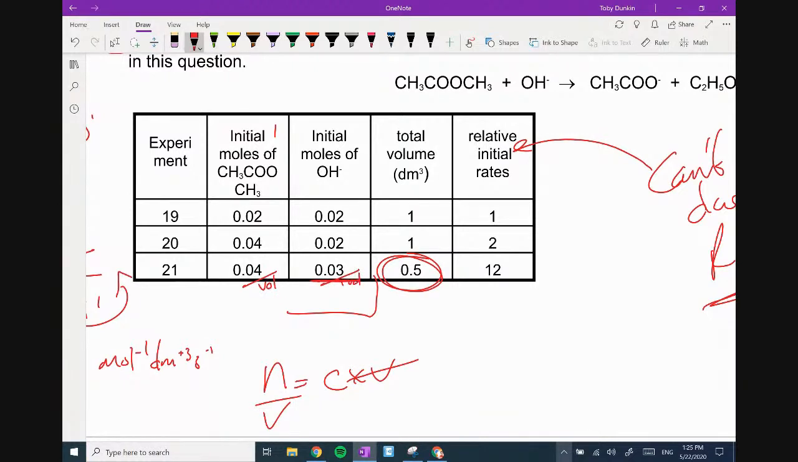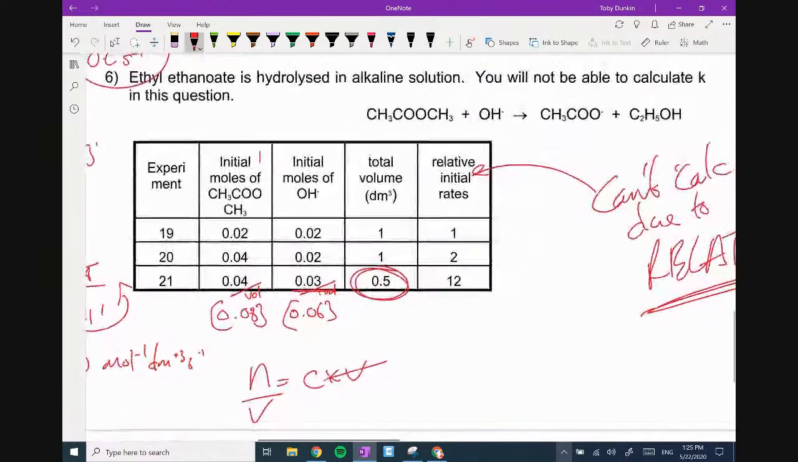I'm going to get 0.08 moles per dm cubed here. There's concentration. And that one again is going to be the same as times by 0.06 concentration. Now we can use it. It's a trap. But for question 5, there are 5 different concentrations. Yes, but one of them is 0 order, Dixon.